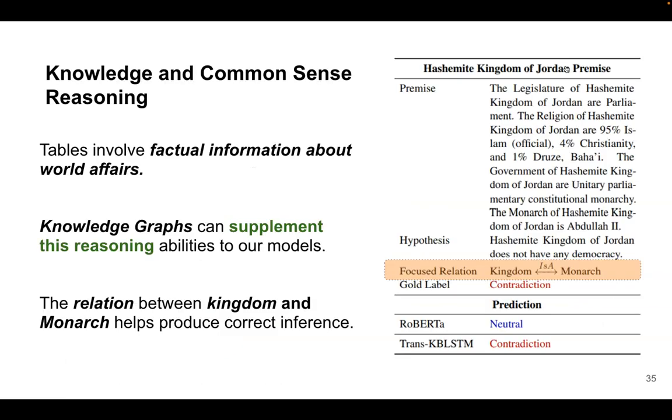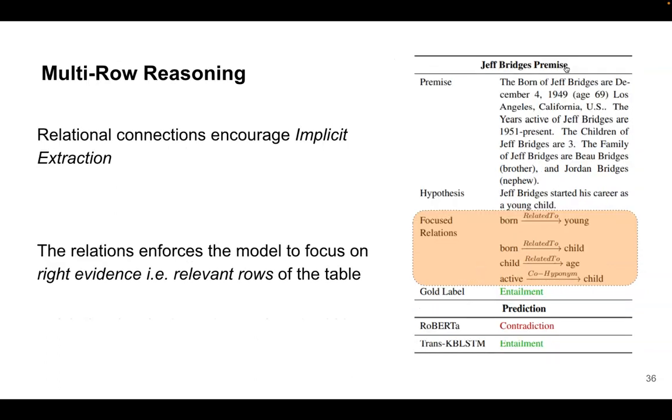So obviously, one is expected: the knowledge graph has lots of common sense and factual information about world affairs, for example, a kingdom is a monarchy and all those things, or west coast, east coast information like in the previous example. So these relations really help models to perform well. This is expected.